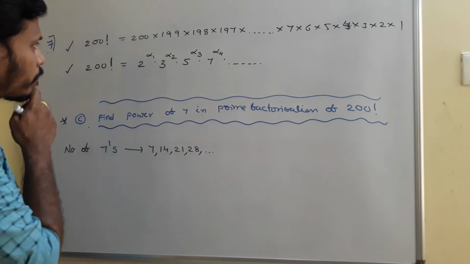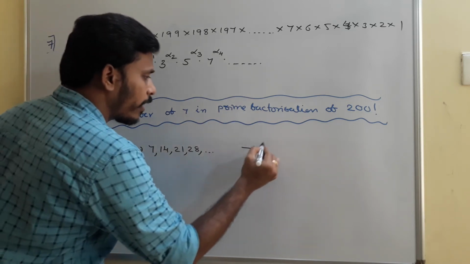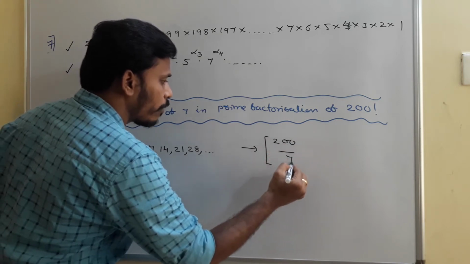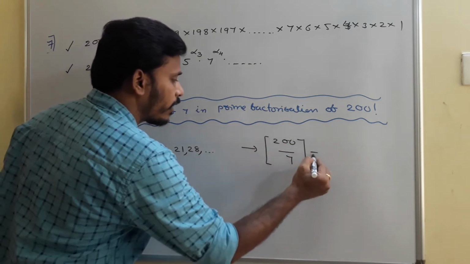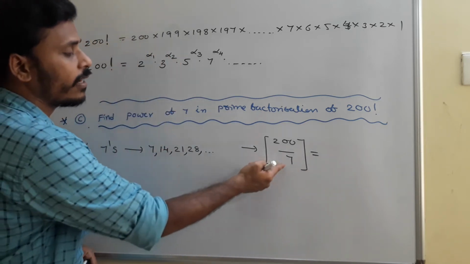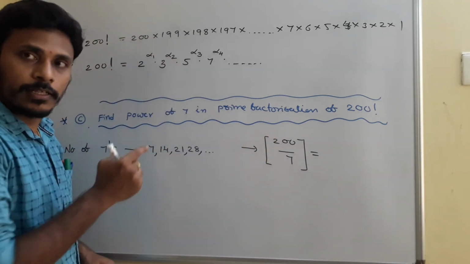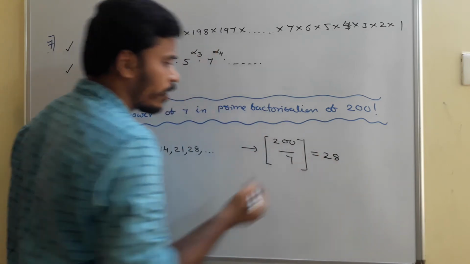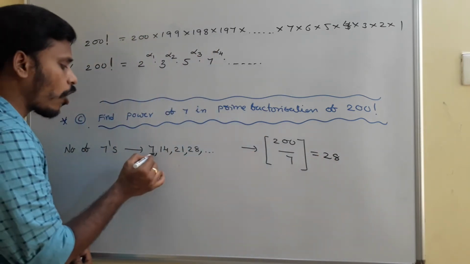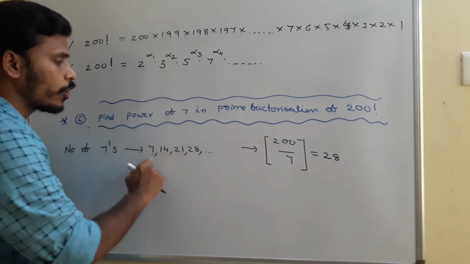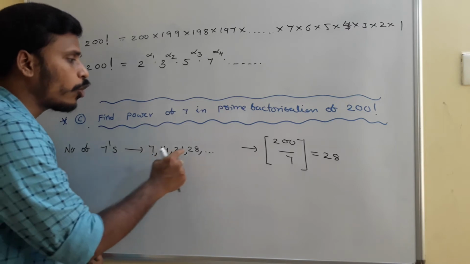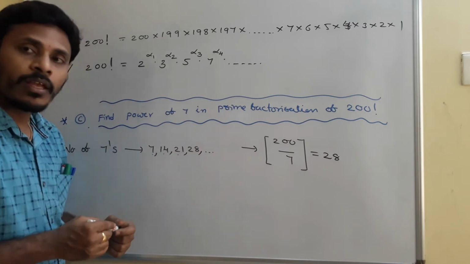Okay. See, that is simply nothing but floor of 200 by 7, since we are searching for the multiples of 7, right? And those multiples of 7 are 7 into 1, 7 into 2 is 14, and so on, and 28 is your answer. So if you write all the multiples of 7 like this, you will get how many numbers here? 28 numbers. In all those 28 numbers, there is a 7.